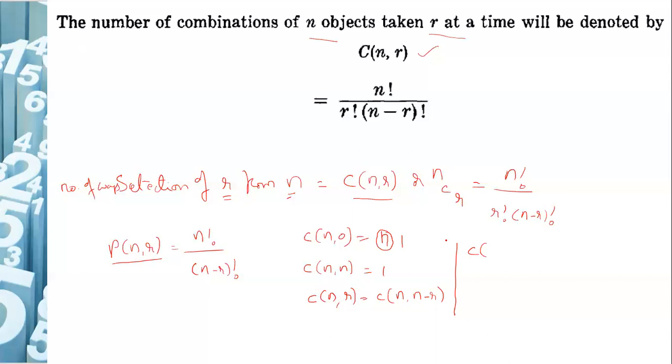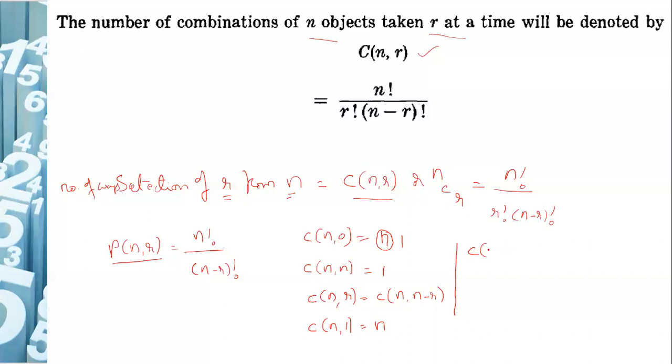So C of n comma 0 and C of n comma n, both are 1. Now C of n comma 1. How many ways can you select one candidate from n persons? Selecting one means n ways.